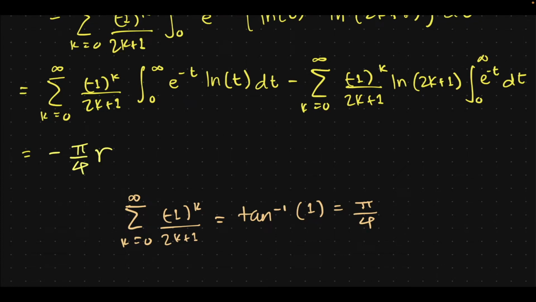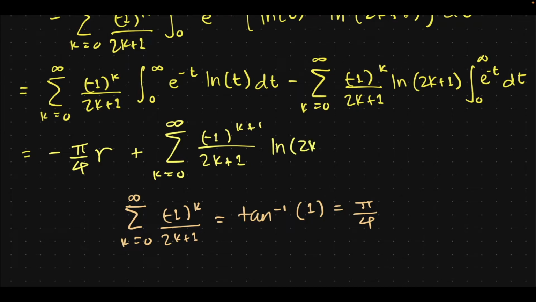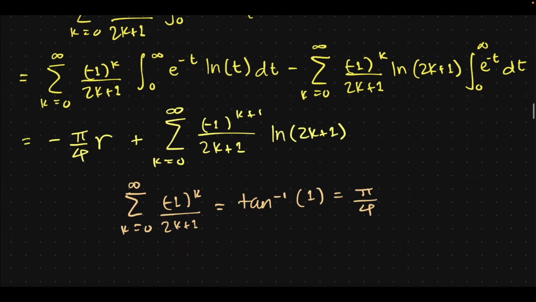And we can simplify this a little bit. So we can take this minus in, and then we can change the index from k to k plus 1 over 2k plus 1, natural log of 2k plus 1, and then this integral is just gamma of 1. This integral is just gamma of 1, so that's 1. So forget that.